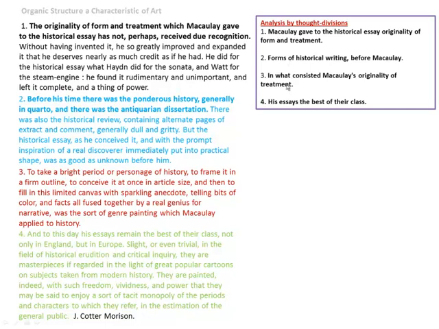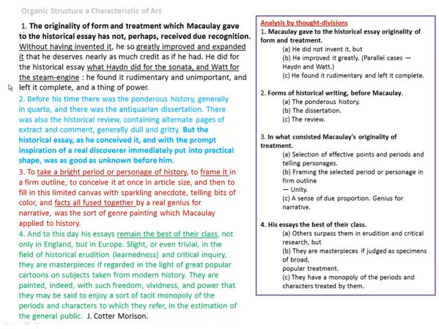His 4 main points are that Macaulay gave to the historical essay originality of form and treatment, that forms of historical writing before Macaulay consisted of X, Y, and Z. Then he talks about what Macaulay's originality consisted of. And finally, he says his essays are the best of their class. So let's look at this a little more closely. The analysis, again, is by thought divisions.